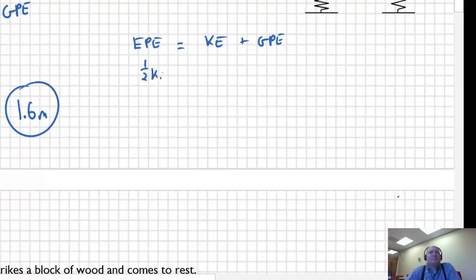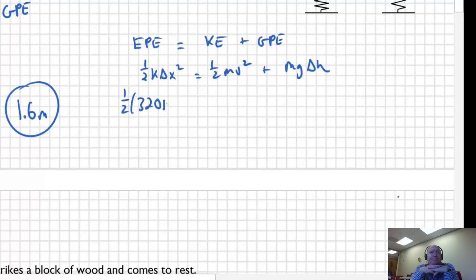1/2 K delta X squared is equal to, my kinetic energy is 1/2 mv squared, and then that's plus mg delta h. Now I could rearrange and solve for my velocity here, or I can plug in numbers and then rearrange. I'm going to do the second method now. I'm going to plug in numbers and then rearrange. That's cool. And so I'm just going to go through and start plugging in numbers. Doing it one way earlier, a different way later.